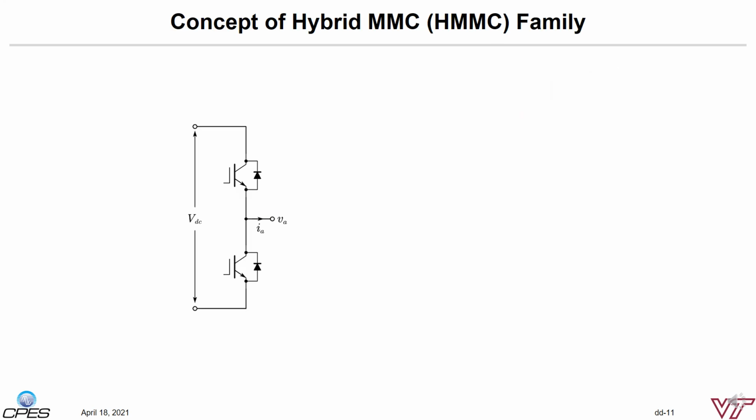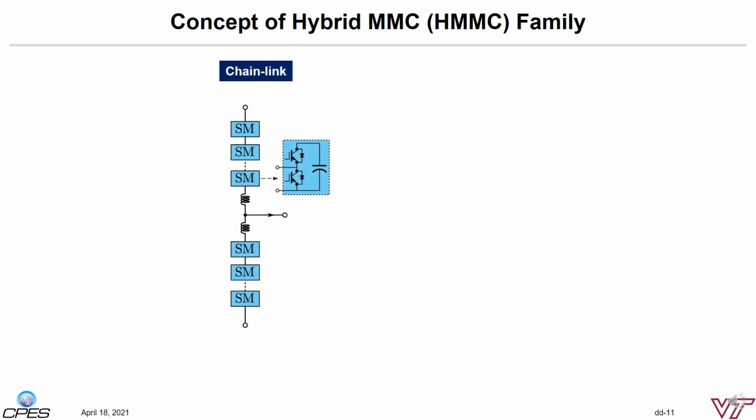So let's start with the most basic two-level topology first. It only has two switches, very simple. And if we replace these two switches with the chain link structure, we basically created the MMC phase leg. So MMC can be considered as a two-level structure using chain links.